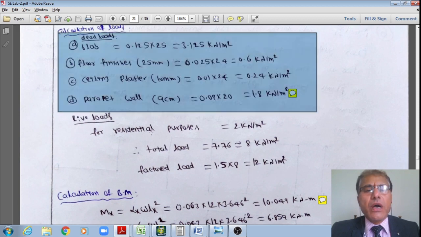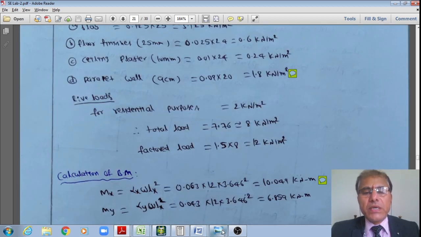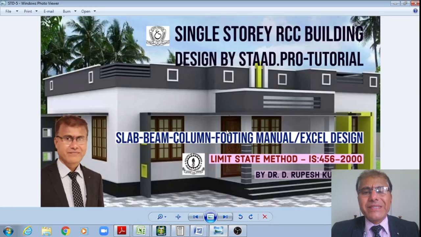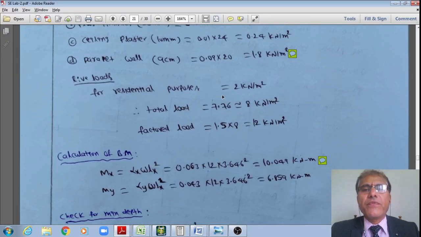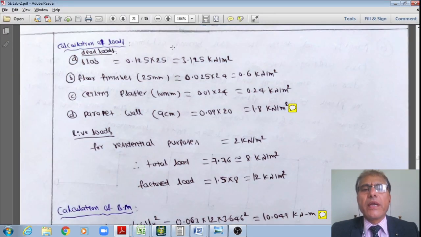These 4 dead loads. However, I'm assuming that people can access this terrace floor by means of a staircase, though a staircase is not provided. Or alternatively, at a later point, a staircase may also be provided so that people can access it. Therefore, with that assumption, I am taking the live load as, say, 2 kN per meter square. Now I'll add all these.